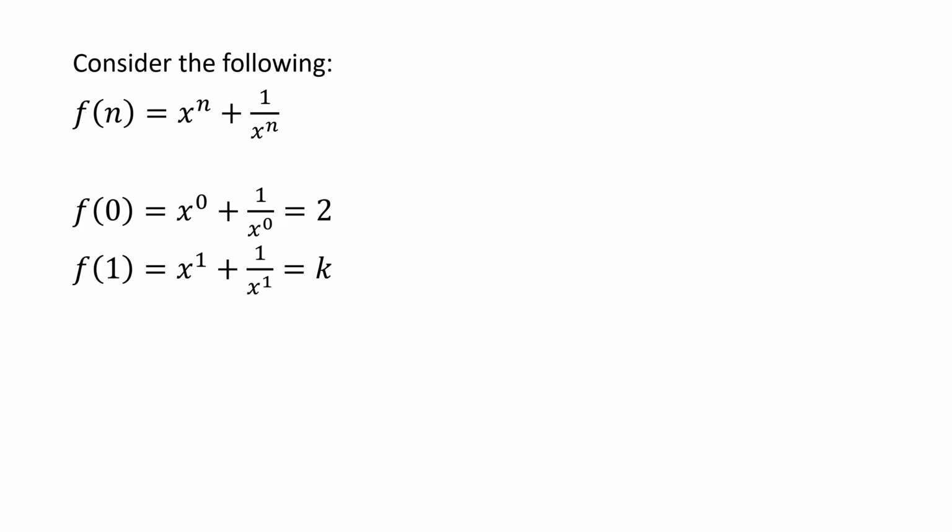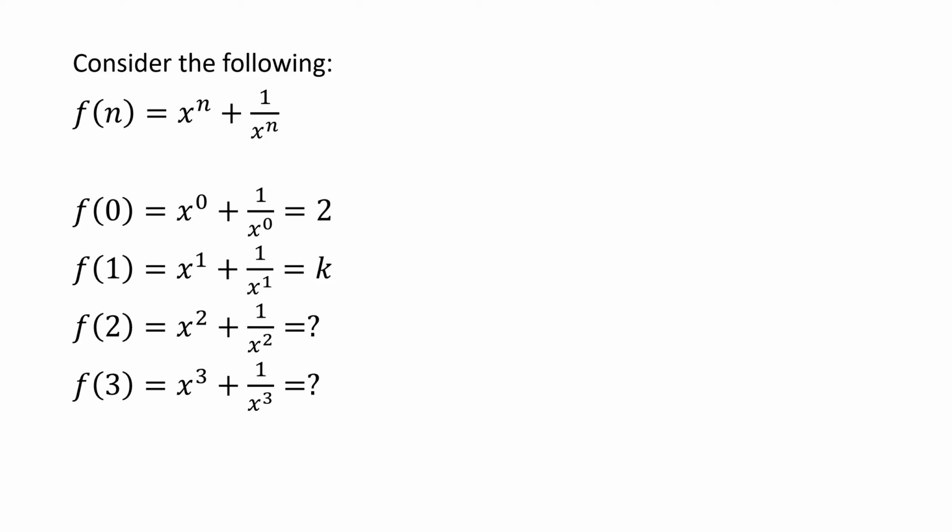And f of 1 is x to the first plus 1 over x to the first, or x plus 1 over x, which is k. This is our definition. And f of 2, which is x squared plus 1 over x squared, we don't know yet, but we will find out. And so on. And we're going to do this by building up a little algebra here.